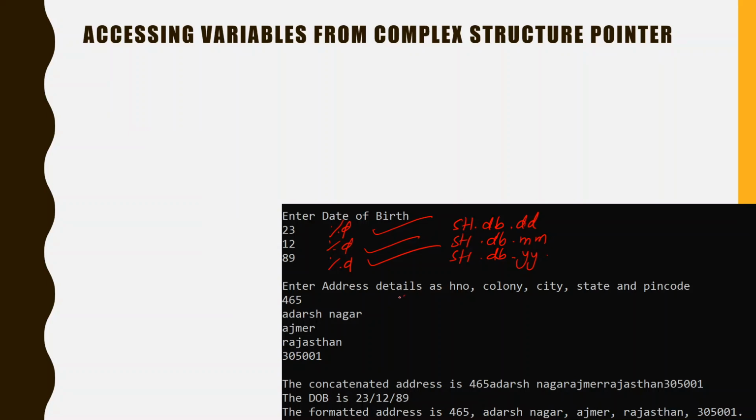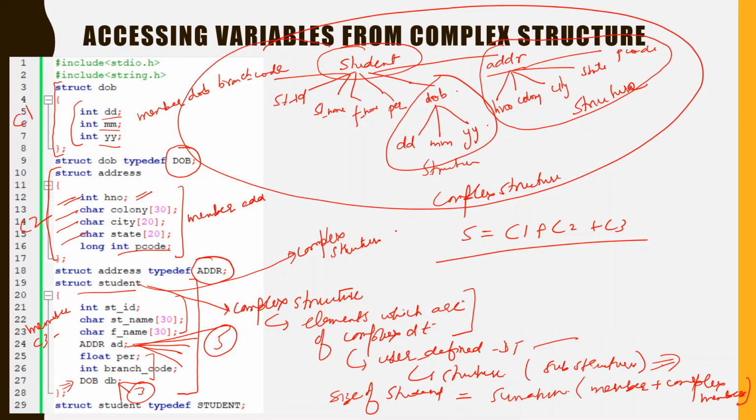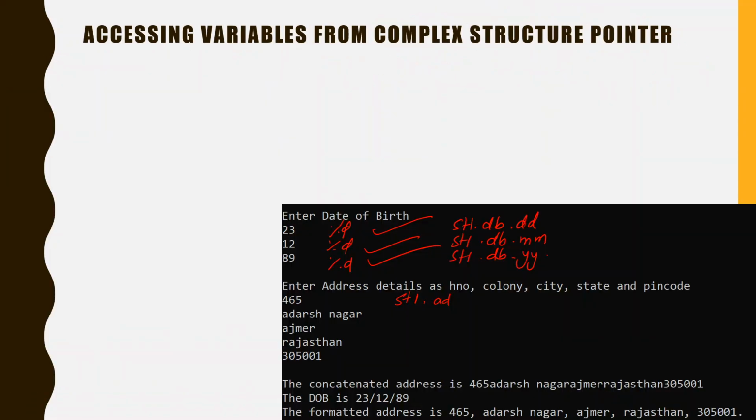Then how we stored the details of the address, that is st1.ad. ad is for address. You can see here that ad has been created for the address, line number 24. Okay, so here st1.ad.house number. Okay, then st1.ad.colony. Okay, then st1.ad.city, it is nothing but city.